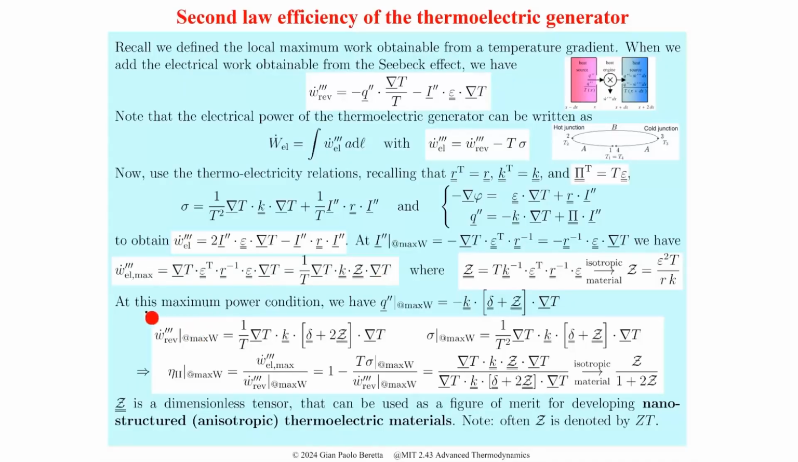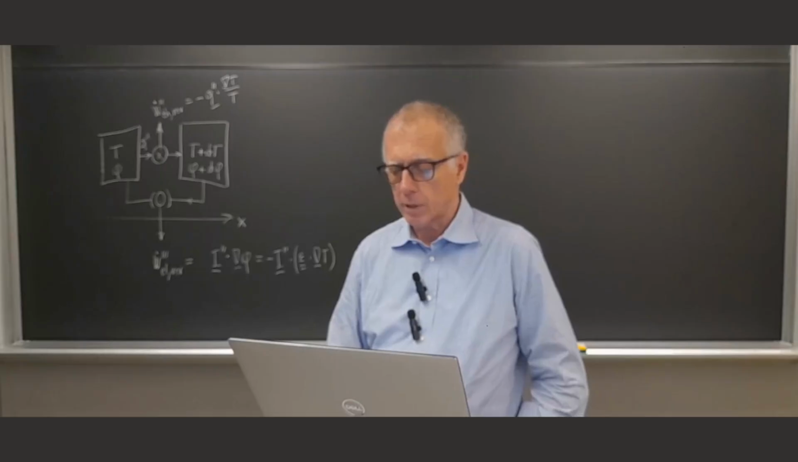Okay, then once you have this, you can also substitute all the rest and compute also the second law efficiency. Second law efficiency is the ratio between the work at maximum power and the reversible work that you could get with that current that you have at the maximum power. And this is the generalized expression for that efficiency, which for the isotropic material becomes this one. The figure of merit divided by 1 plus 2z.